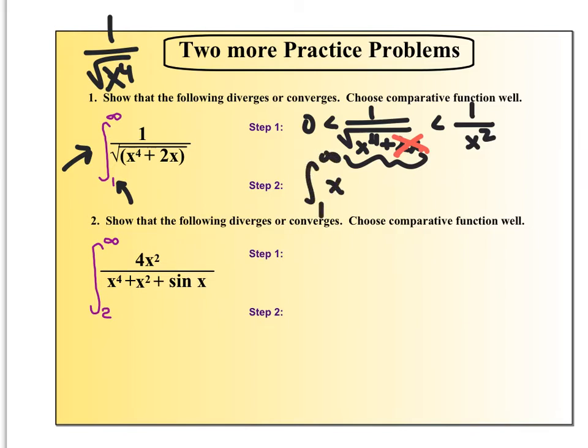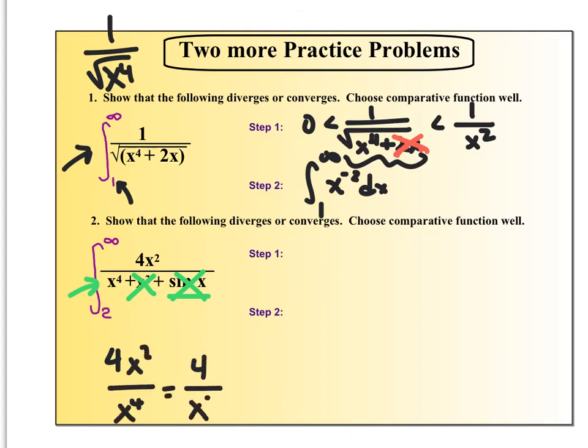Integrate the easy one, and then write your therefore statement. Over here, sine x is just going to oscillate between negative 1 and 1, so it's not going to have a whole lot of effect as x goes to infinity. x squared won't have as large of an effect as x to the fourth will. And again, I'm left with 4x squared over x to the fourth, which reduces to 4 over x squared.